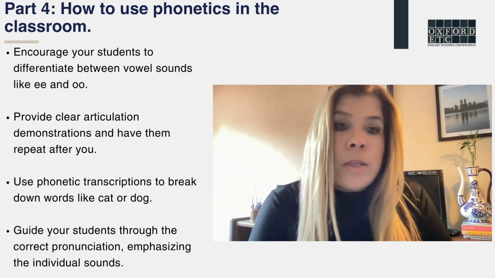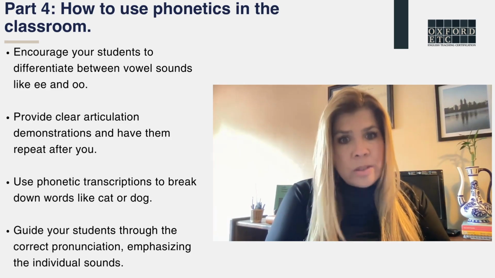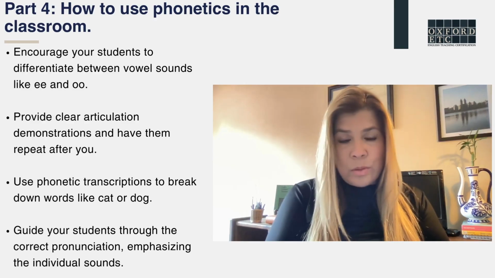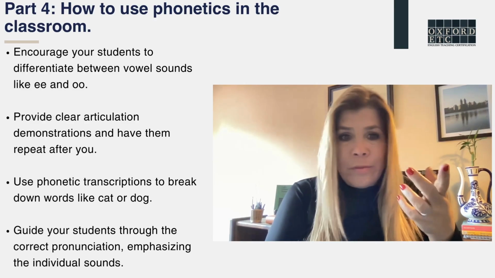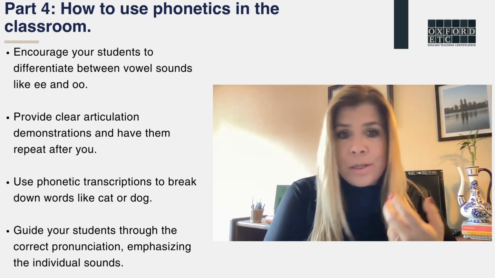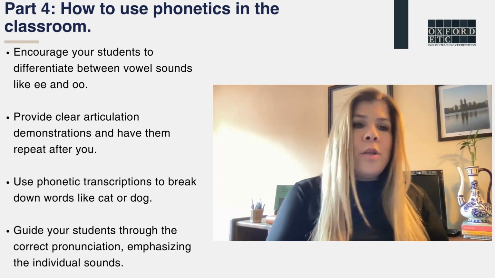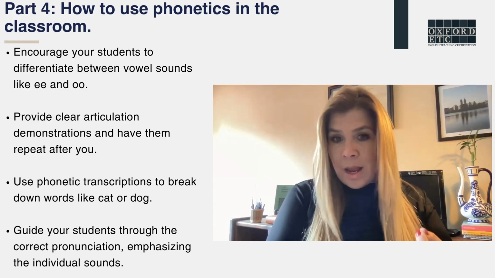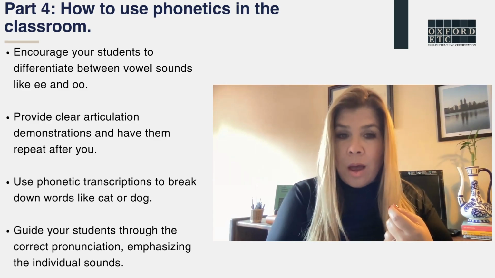Next, let's focus on vowels. Vowels in English are complicated. There are many different vowel sounds. Long sounds, short sounds. If they're with another letter, they sound differently. Sometimes they're written with three letters and they sound different. So that is a difficult thing to do. So encourage your students to differentiate between vowel sounds like E and oo, or for example, ah.